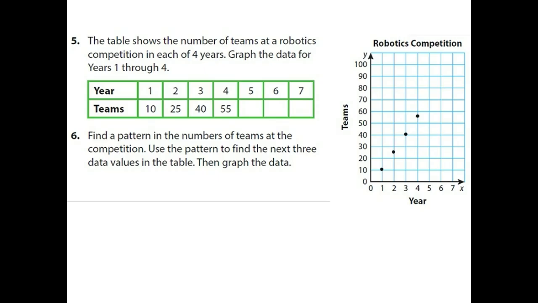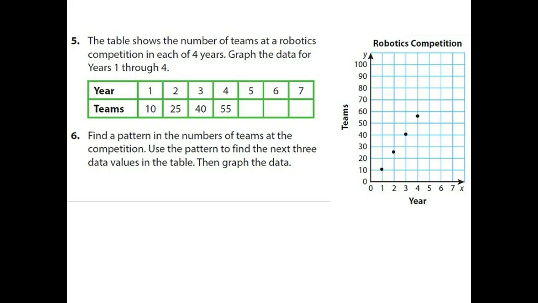I'm going to give you a chance at a Jolly Rancher. It says, find a pattern in the number of teams at the competition. Use the pattern to find the next 3 data values in the table, then graph the data. All right, I want you to go ahead and do that, then we'll go over it, see if you earned a Jolly Rancher.